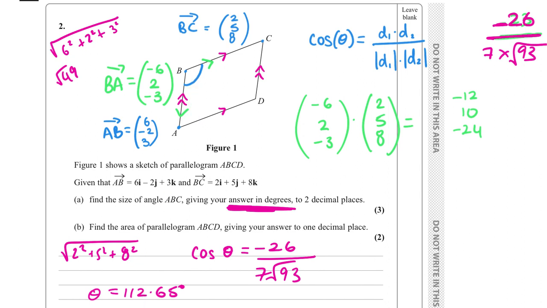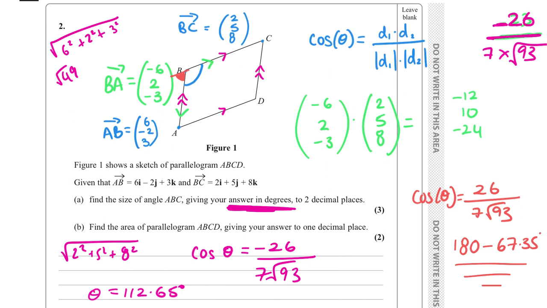We've done this. Now, if you had positive 26 over 7 root 93, because you did not use the formula correctly, the angle that you technically worked out is this one here. So that means you just need to do 180 minus your 67.35 to get the answer.